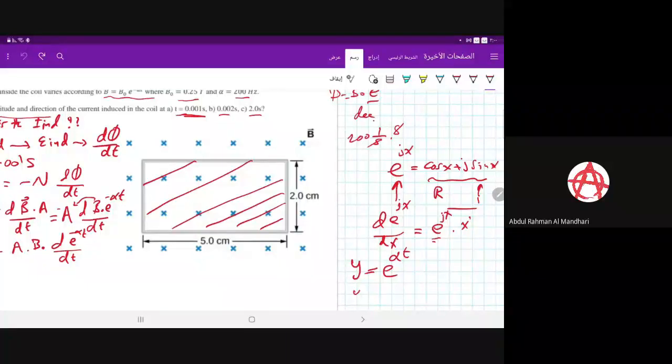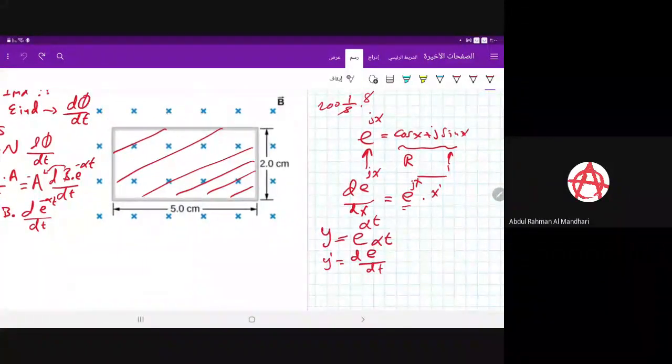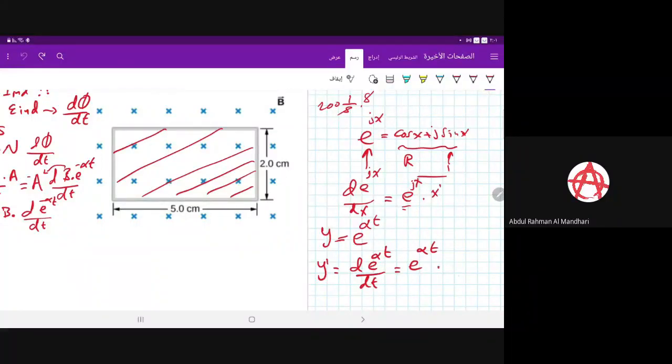then y dash, which is delta e to alpha t with respect to delta t. The first derivative of this, let's not squeeze it together so you can see it clearly, equals delta e alpha t with respect to delta t. This will be again the same thing directly but multiplied by alpha.